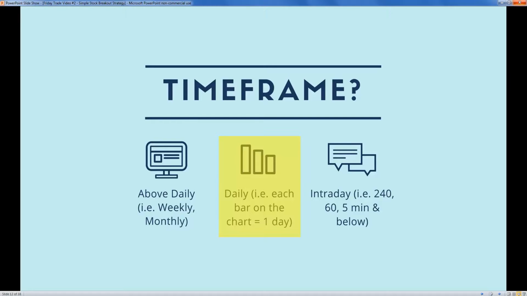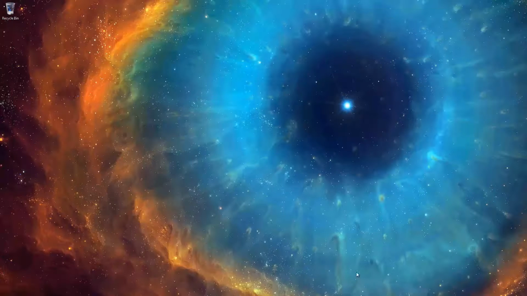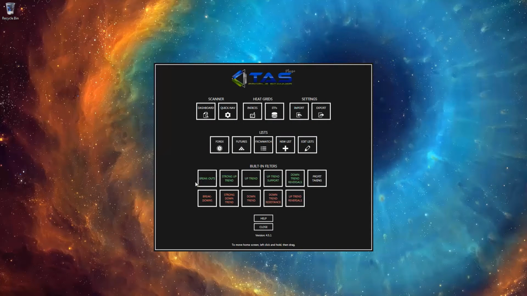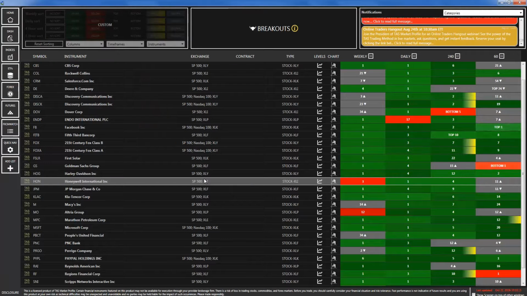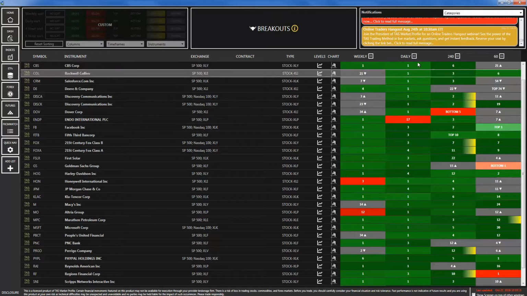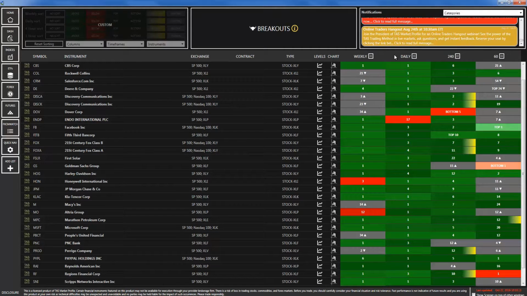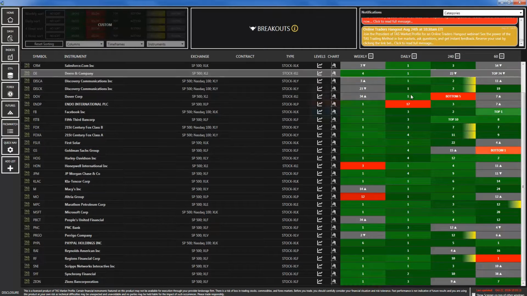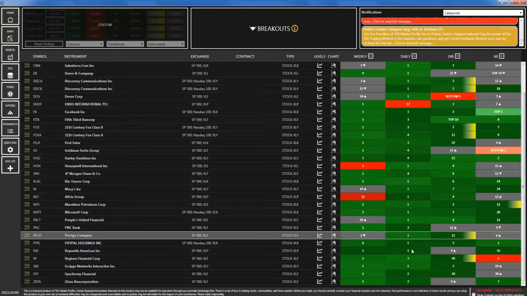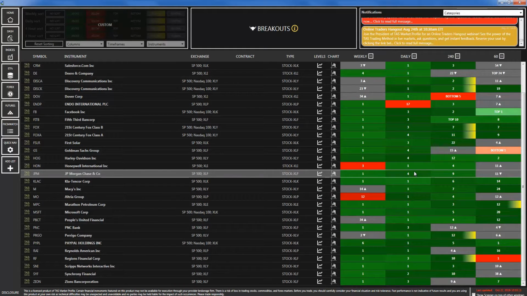Now let's open up Profile Scanner. What we're going to do here is look at the breakouts option in TAS Profile Scanner. It provides us with a nice list of all the different stocks that are breaking out right now. So we can scroll down this daily column, because we want to place a trade in the daily chart, and we can find a stock to choose and trade.